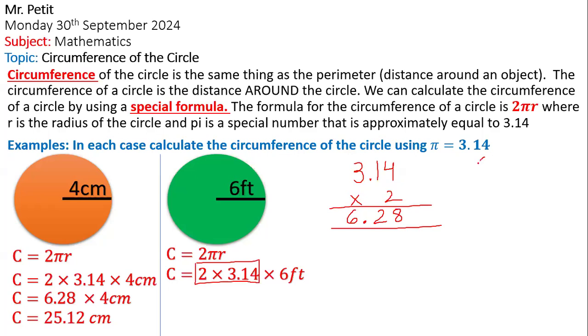Okay, so you can multiply 6.28, which is 2 pi, times 6 feet. Wait. One moment. So we have C is equal to 6.28 times 6 feet. Good.